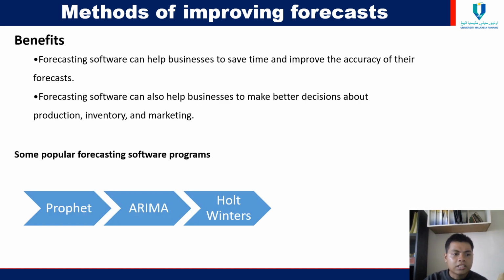Benefit: forecasting software can help business to save time and improve the accuracy of the forecast. Forecasting software can also help business to make better decisions about production, inventory, and marketing. Some popular forecasting software programs are Prophet, ARIMA, and Holt-Winters.